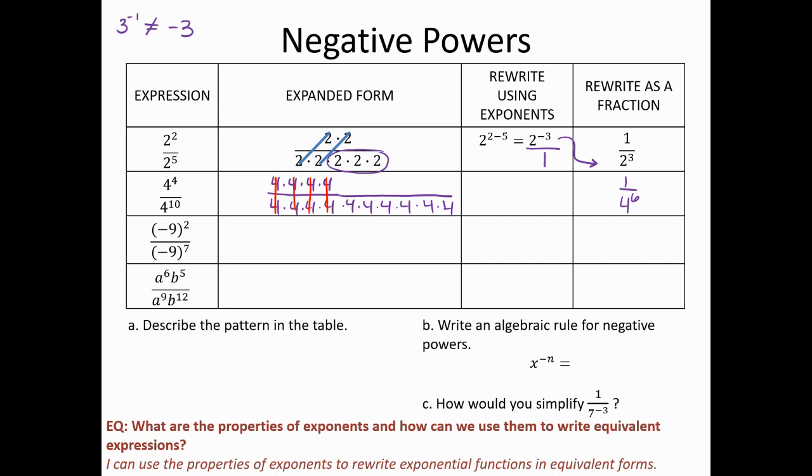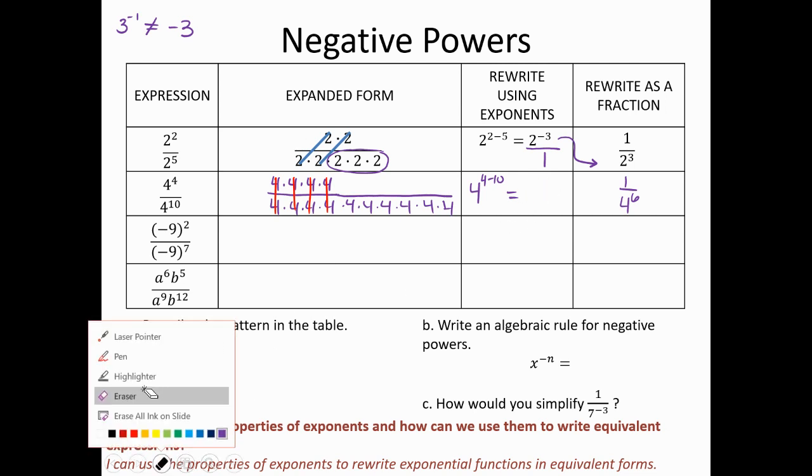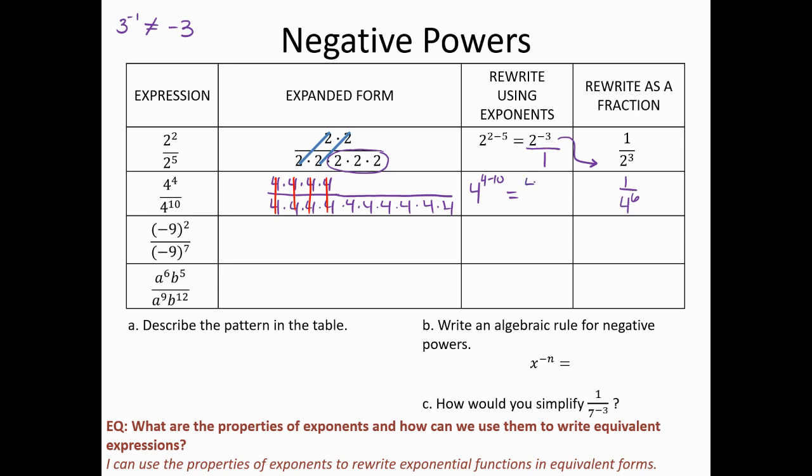When I write it with exponents, I would say 4 to the 4 minus 10, which gives me 4 to the -6. So we see this as 4 to the -6. Currently, if I wrote it as a fraction, this would just be over 1. But because I see that negative exponent, that's my hint that this 4 does not belong in the numerator, but actually belongs in the denominator.